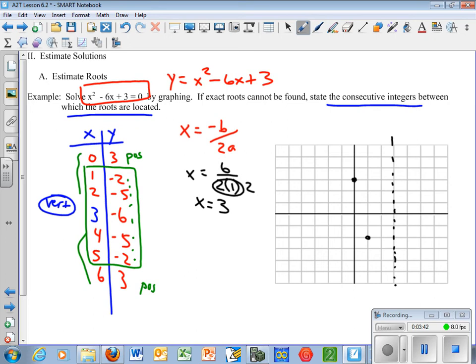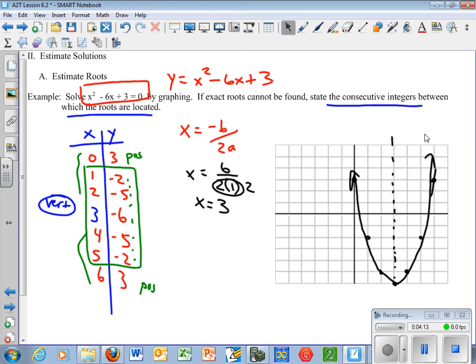At 1 we're at negative 2. At 2 we're at negative 5, so we're down here. At 3 we're at negative 6. At 4 we're at negative 5. At 5 we're at negative 2. And at 6 we're up here at 3. So this half of the parabola goes like this. And this half goes like this. Okay?